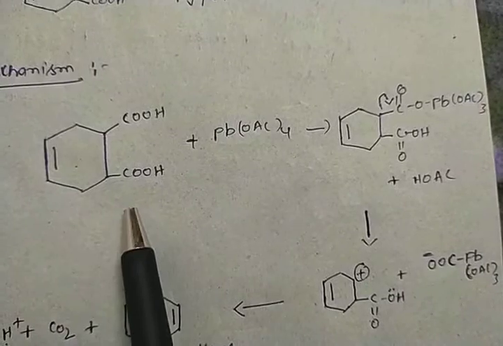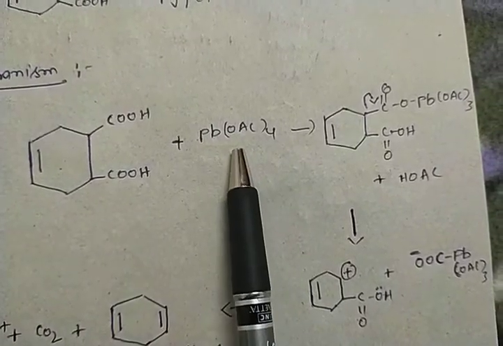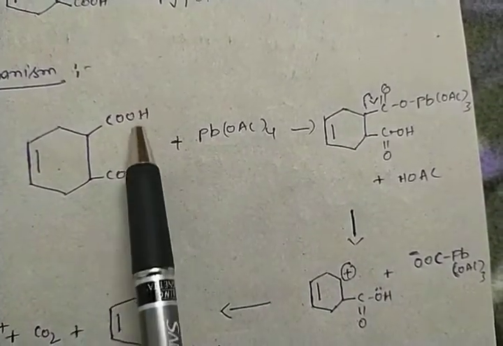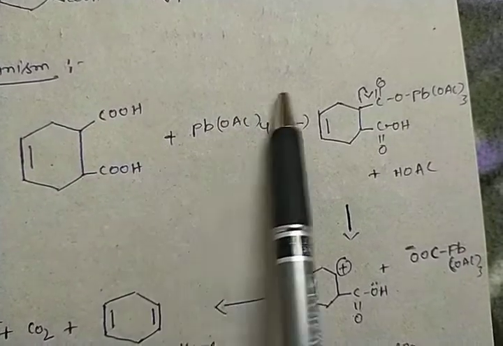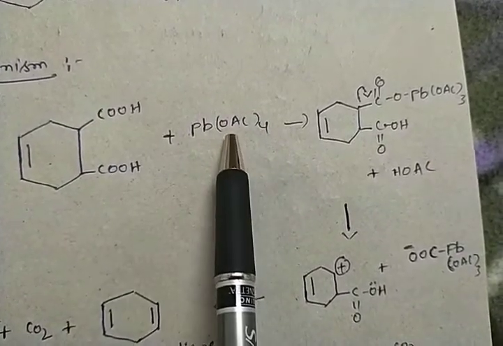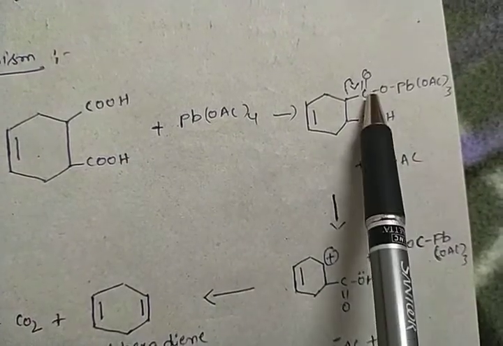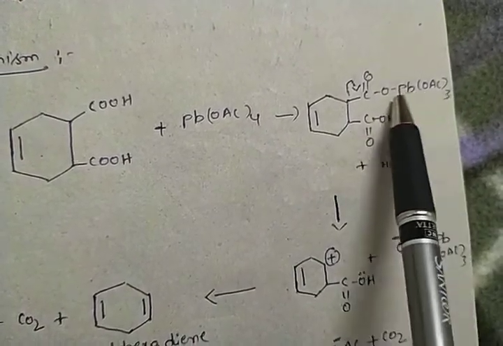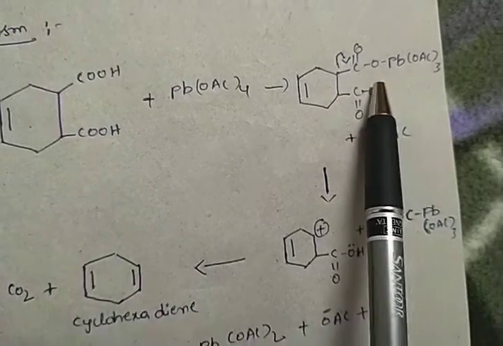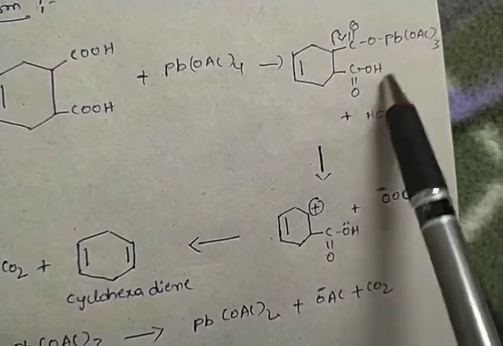So the mechanism will be like this. This is the lead tetraacetate. Of course the acid will give the H plus ions again, and the acetate ion will form acetic acid. So the bond formation will be like this. Previously also I told that. Then next what will happen?